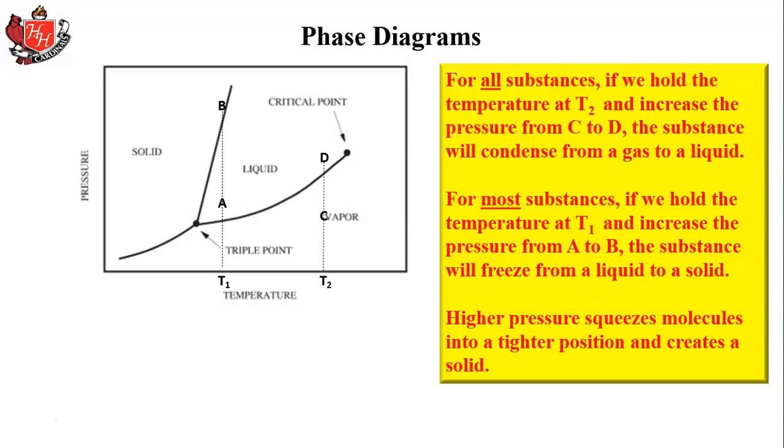For most substances, if we hold the temperature at T1 and increase the pressure from A to B, so if you have a certain temperature, then at A it's going to be a liquid. If you increase the pressure, though, you keep pushing harder and harder on those molecules, you'll squeeze them even tighter together, and that will get you up to where B is, and that's going to be a solid. So for most substances, if we hold the temperature at T1 and increase the pressure from A to B, the substance will freeze from a liquid to a solid. Higher pressure squeezes molecules into a tighter position and creates a solid.